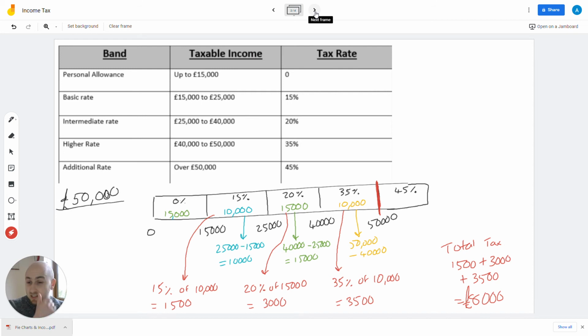Not easy, but it is worth sort of 6-7 marks in the exam, so it's something that's worth getting your head around. And you can see that the maths isn't that complicated once we get through the allocation of all those parts.